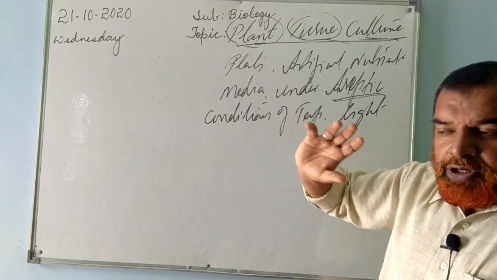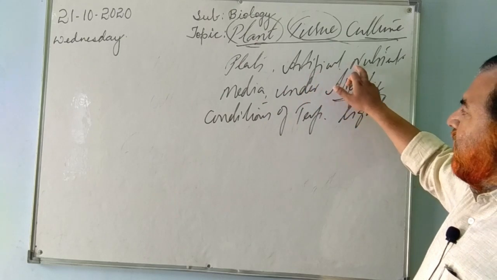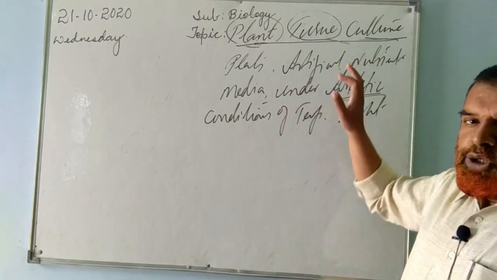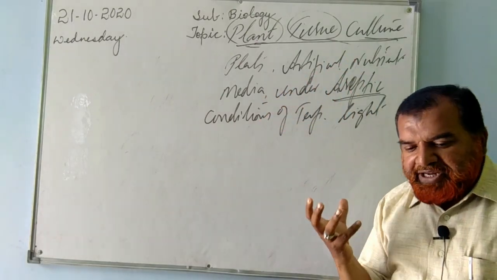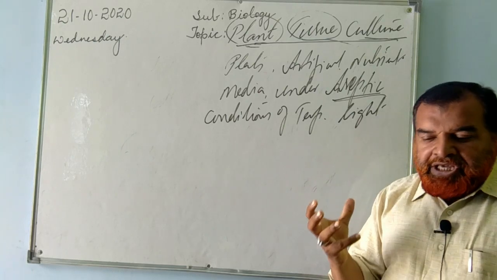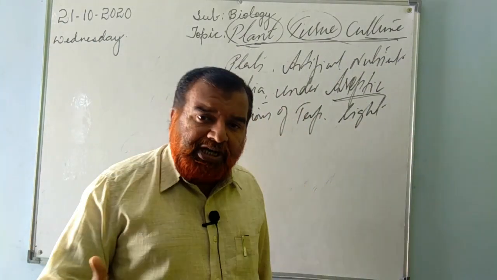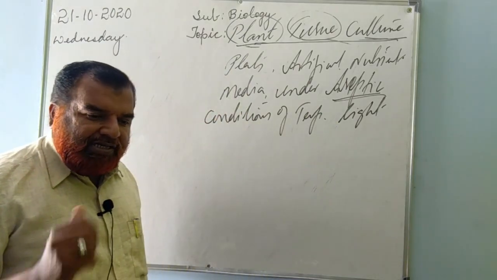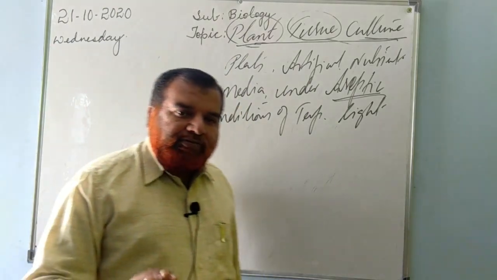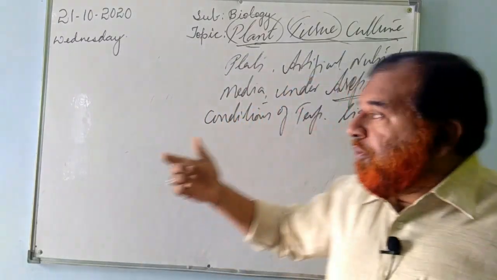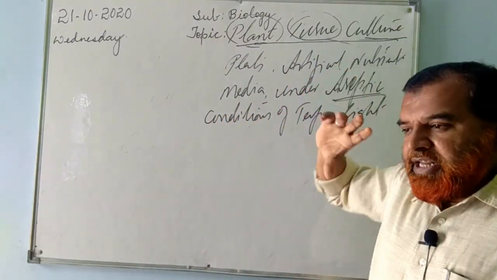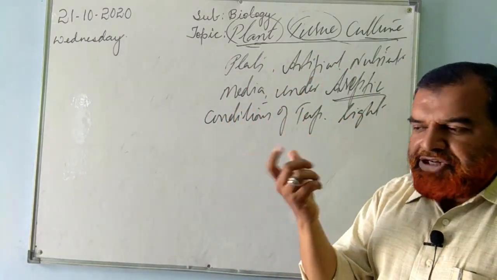The process of growing of plants in artificial nutrient media. Here, nutrient media refers to media that is artificially prepared. It consists of macronutrients like carbohydrates, proteins. It consists of micronutrients like minerals, like vitamins, right? So such a nutrient media is artificially prepared, taken in glassware, in bottles, in test tubes.